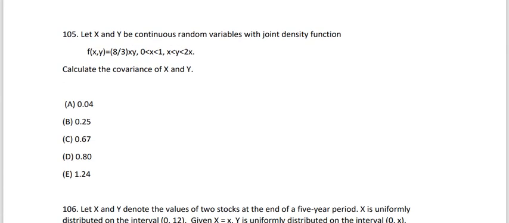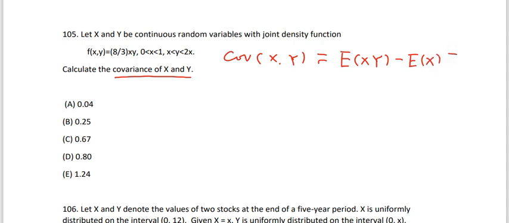For this problem, also find the covariance of x, y. So we need to find covariance. At first, use the formula: covariance equals E[xy] minus E[x] times E[y]. So here we just need to find those 3 integrations. So let's say, what is E[xy]?